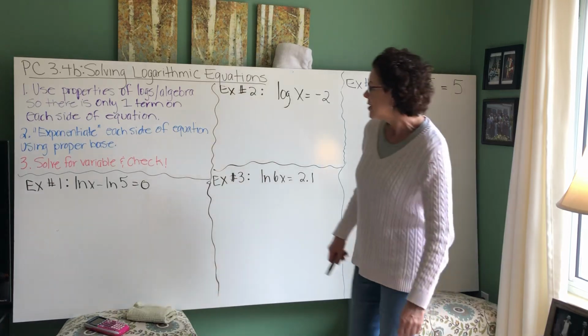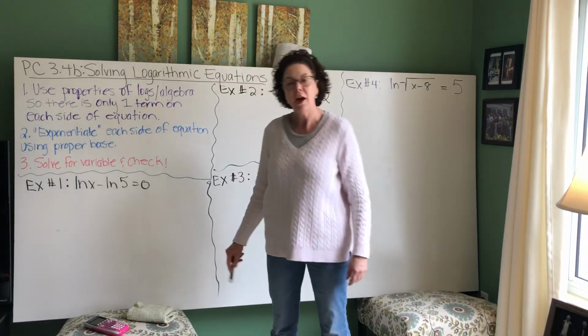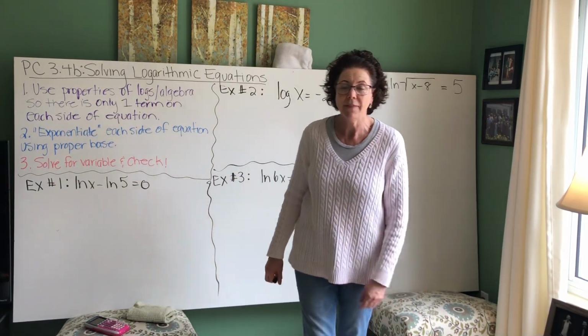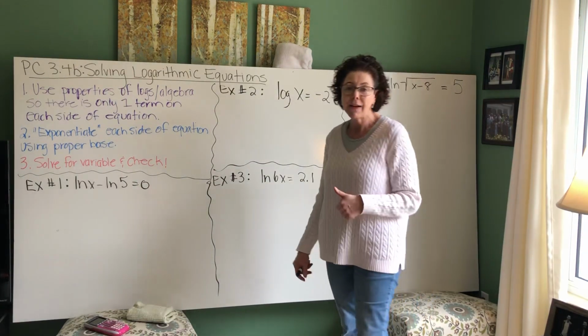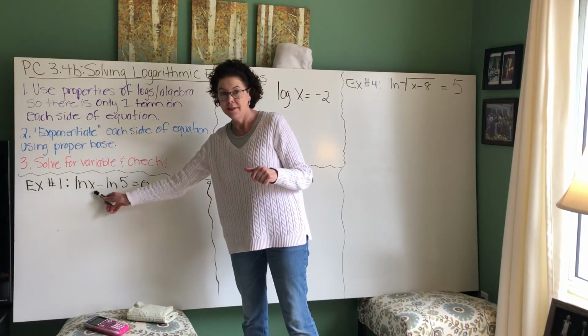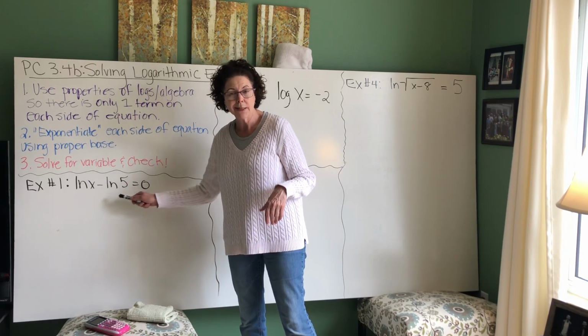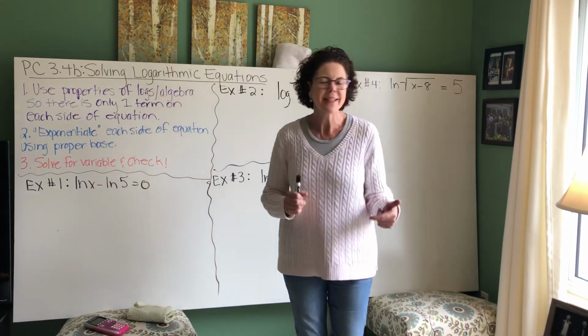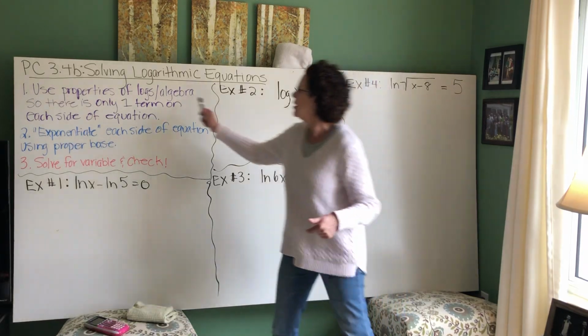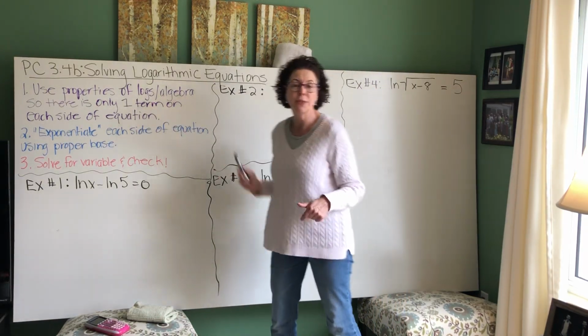Here we go. Example number 1, the natural log of x minus the natural log of 5 equals 0. Class, you can obviously see the answer is 5, right? The natural log of 5 minus the natural log of 5 equals 0. That's not the point of this problem. The point is to give you practice using number 1.